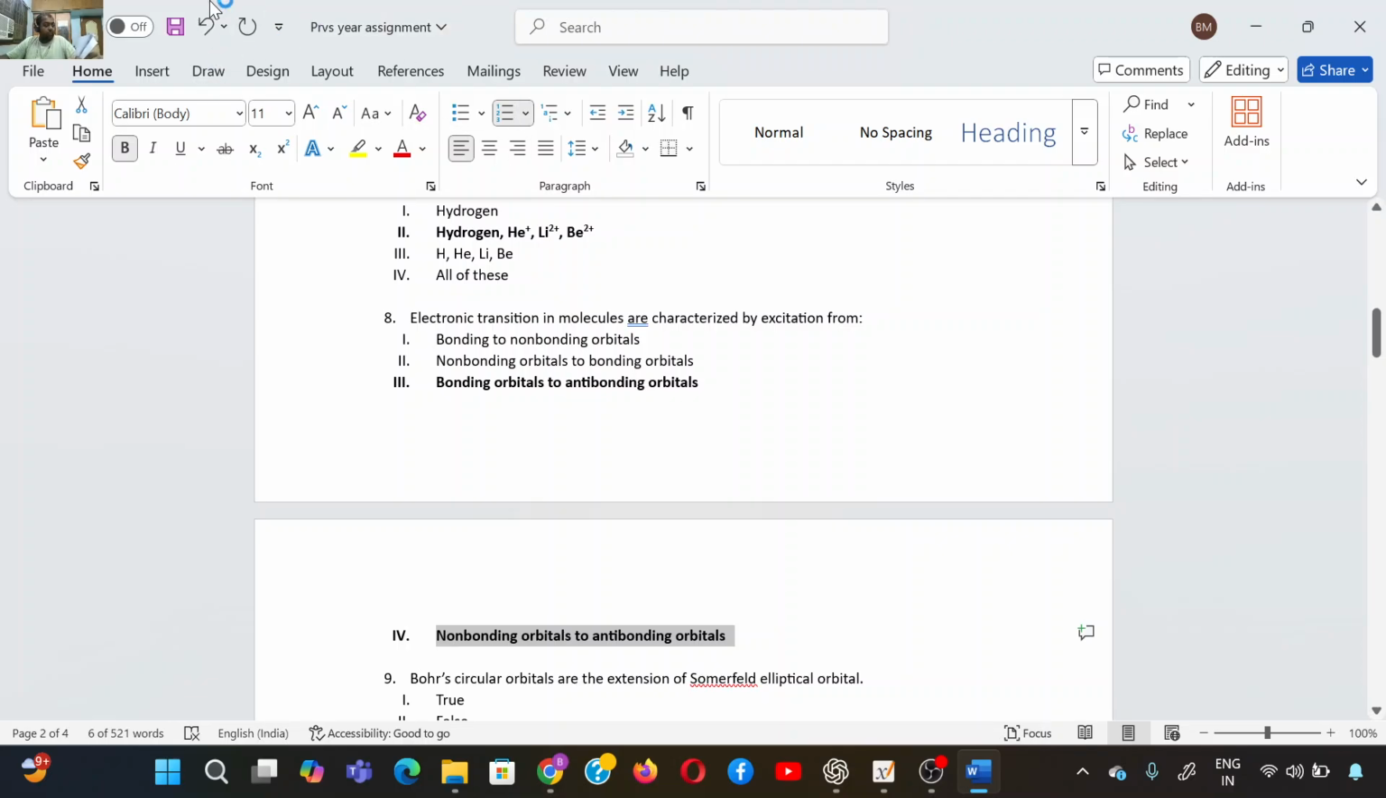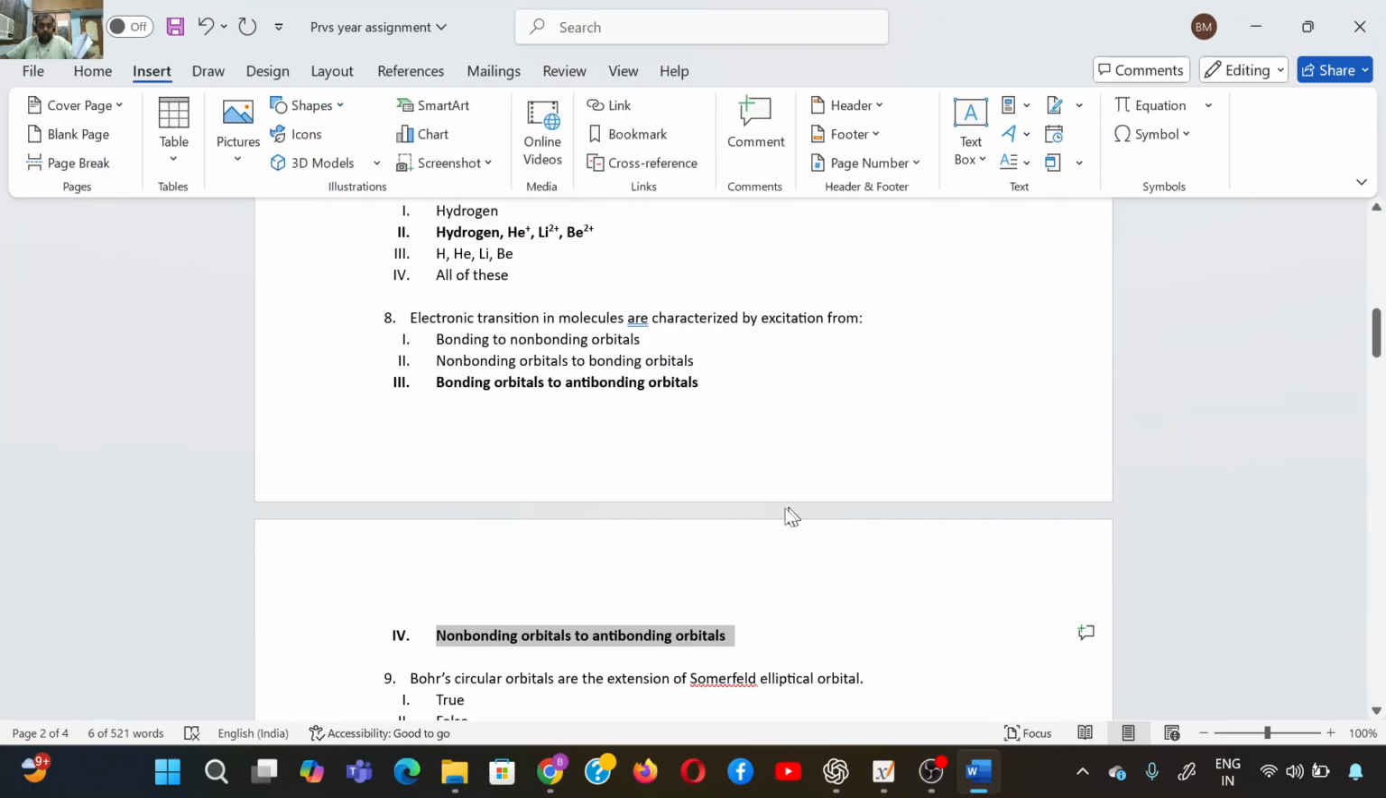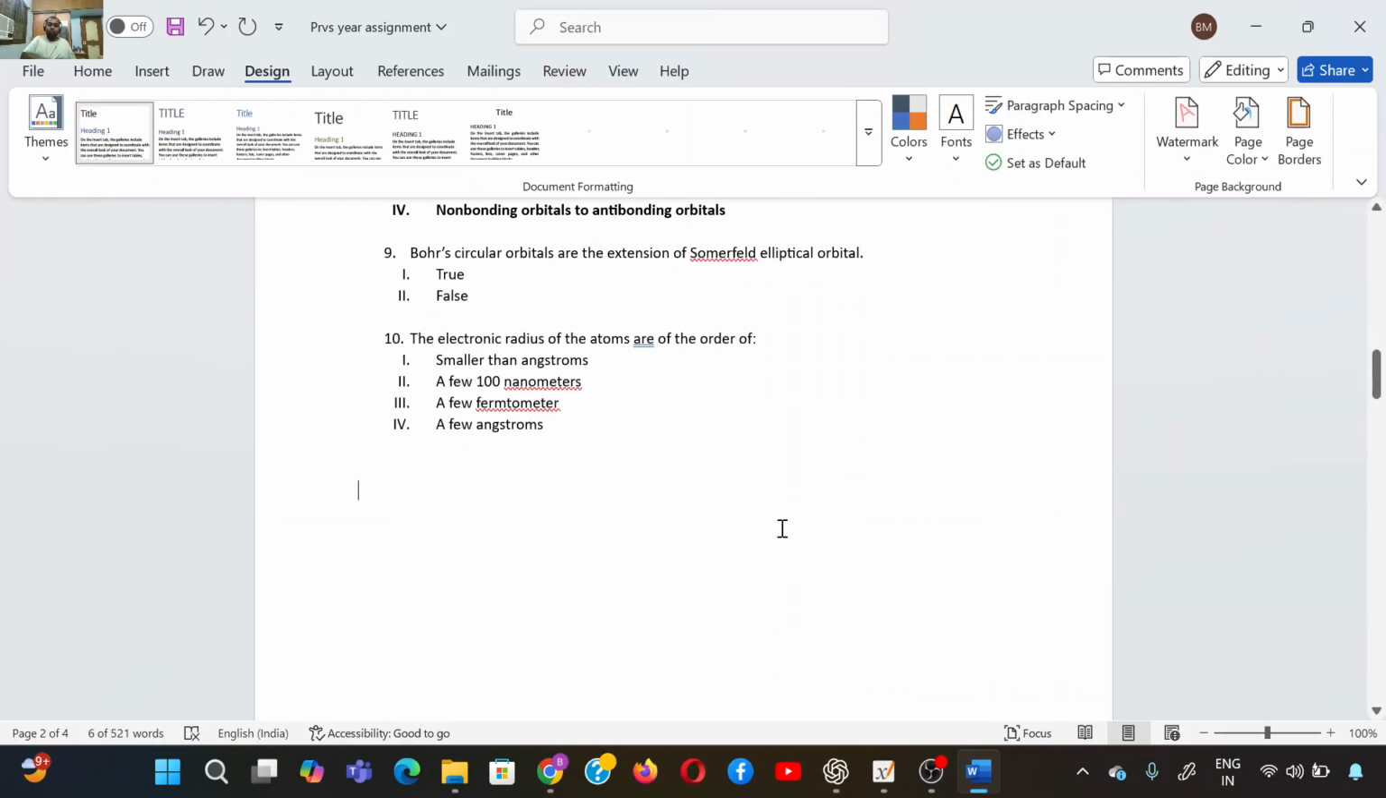So what is the ninth question? Bohr's circular orbits are an extension of Sommerfeld elliptical orbits. So I think it is true. It's an extension, you can say.